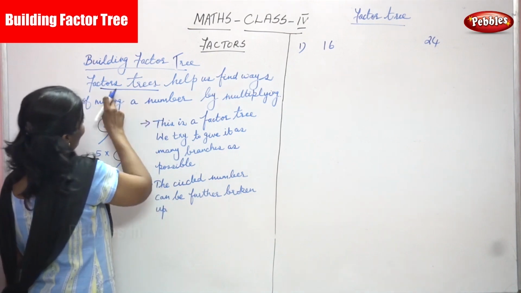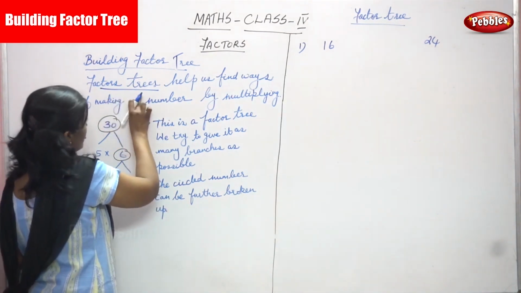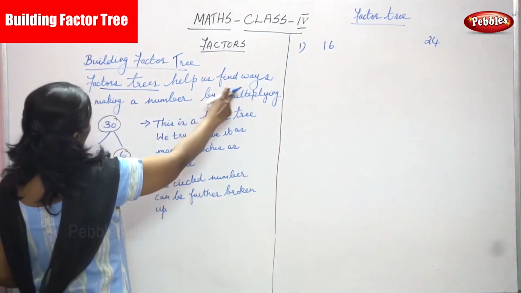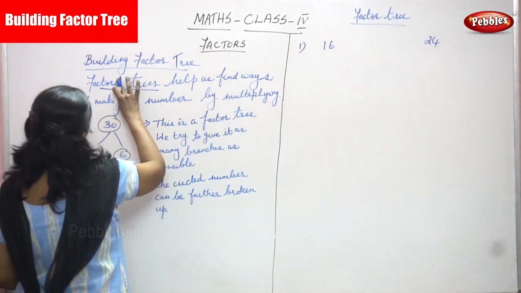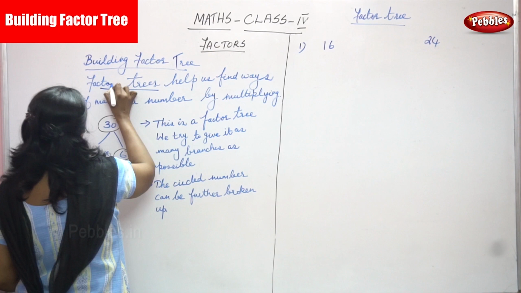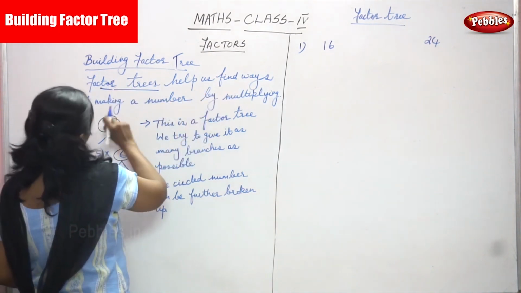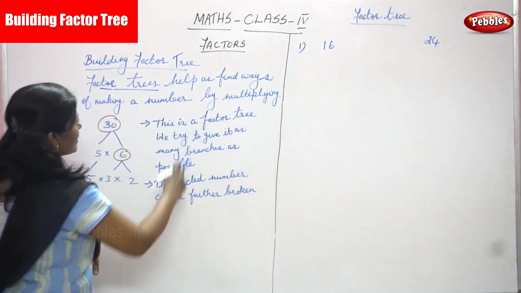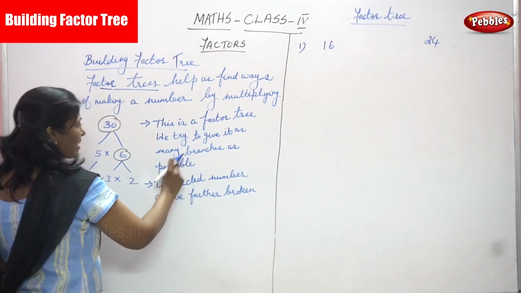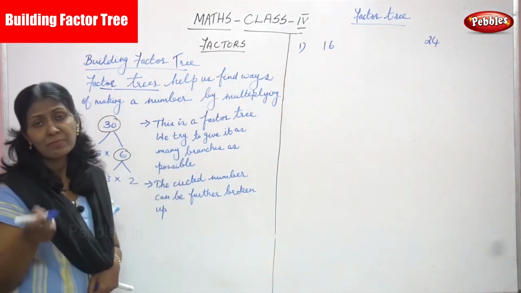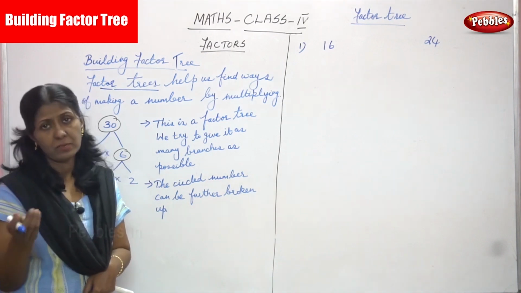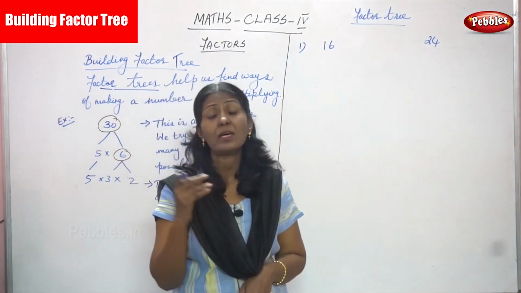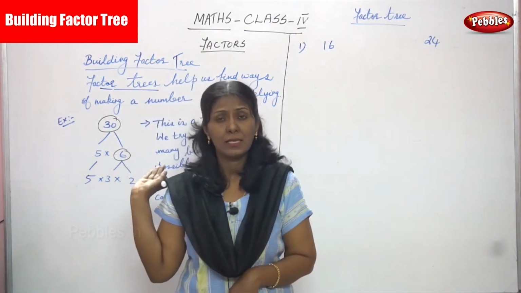I will repeat once again. Factor trees help us find ways of making a number by multiplying. So 30 is the example. This is the factor tree. We try to give it as many branches as possible. If you draw a tree, definitely we have to draw a lot of branches, because you have seen a tree, and a tree has a lot of branches. The same way we are applying it to the factor tree sum.